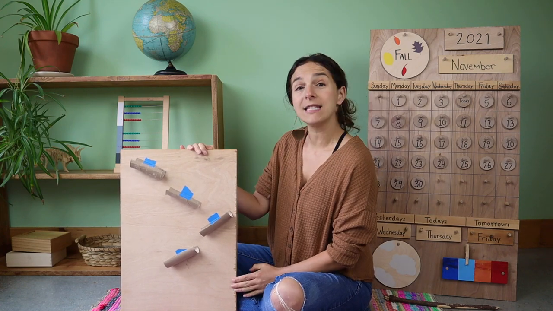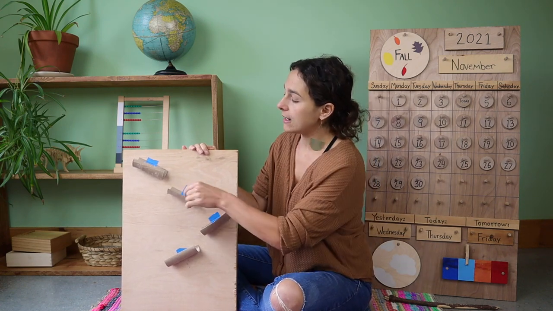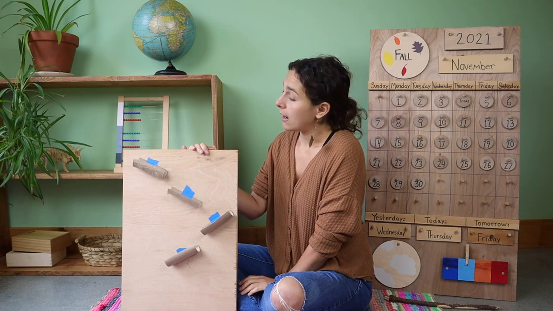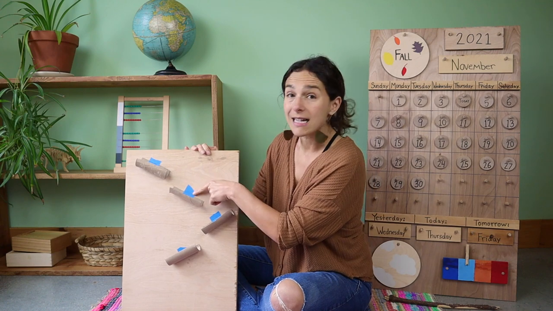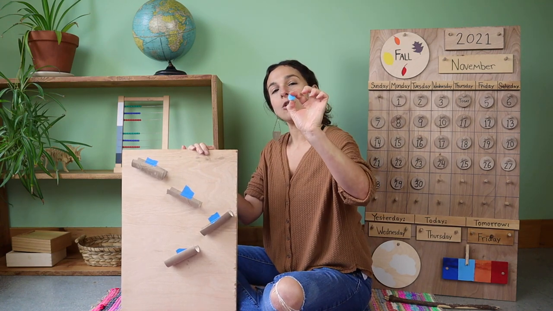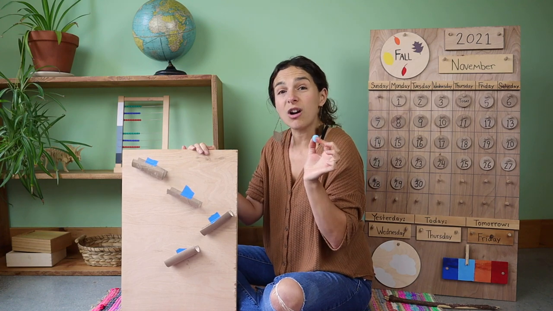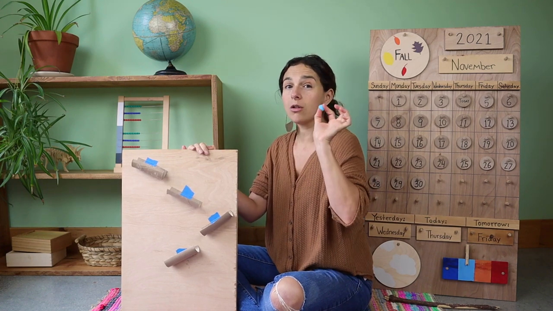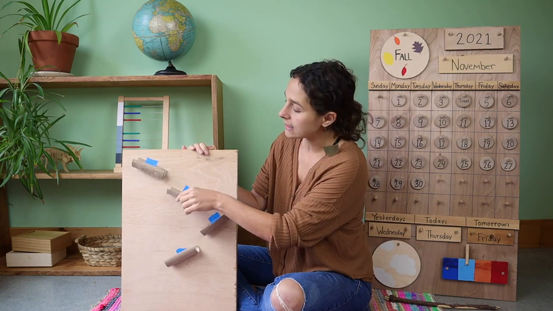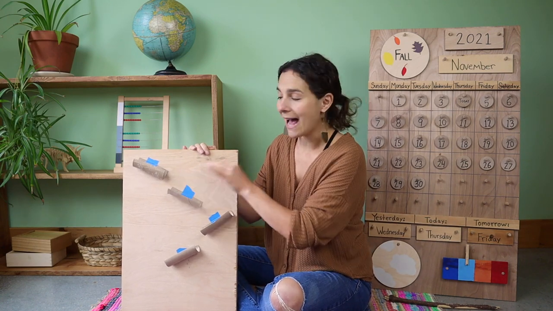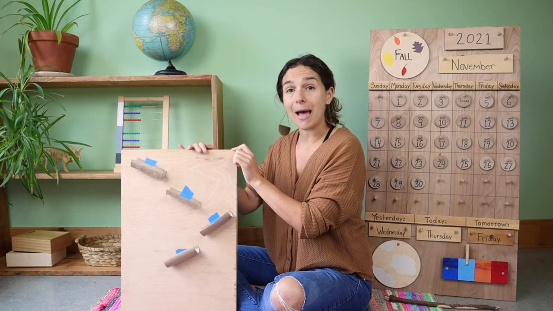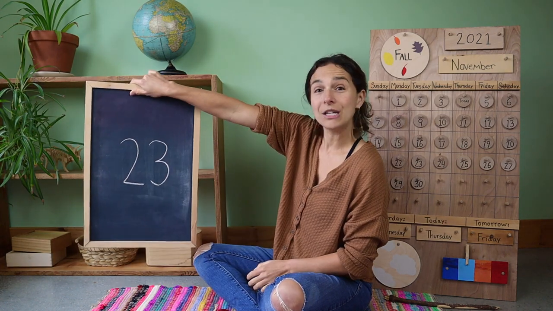Now, this was fairly simple to make. All I needed was a few empty paper towel or toilet paper rolls, some tape, a pair of scissors, and I'm using this little pom-pom right here, but you can also use a marble or a small golf ball. I took my pair of scissors and I cut the toilet paper rolls in half. And then I used some tape and I taped them to the back of my number of the week.